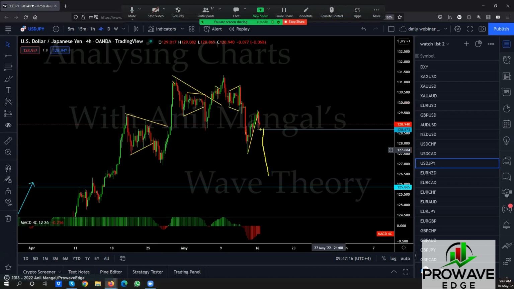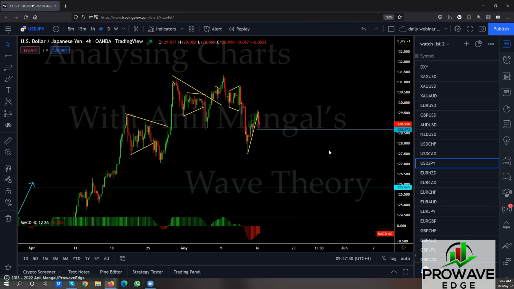What if it stays here and consolidates much more? Well, then it's likely going to do this, go back there, make a bigger flat, and then drop again. Any sell setup on the yen we're taking.